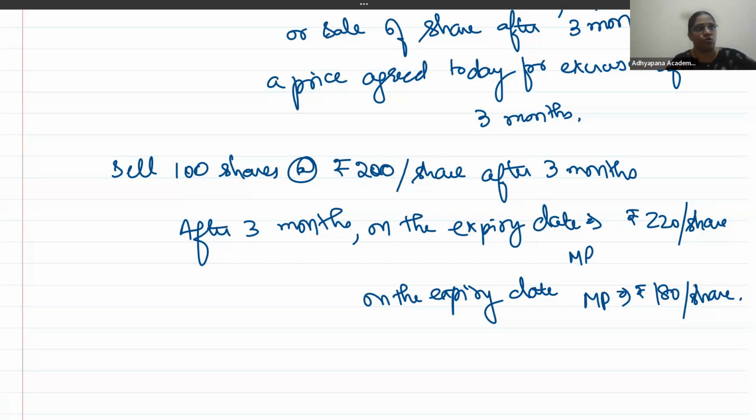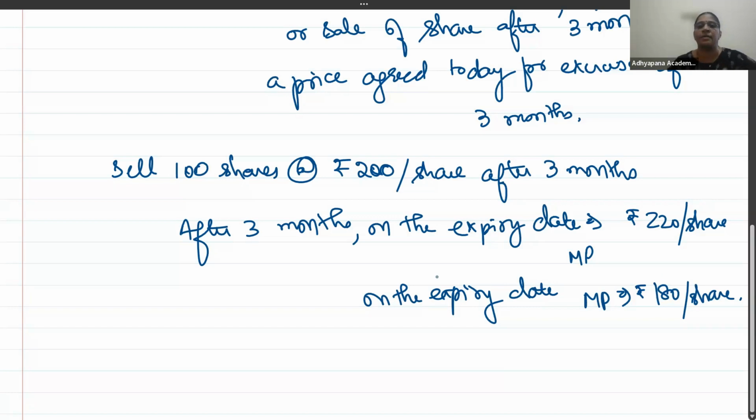That is why it is said that a derivatives contract derives its value based on movement of price of the asset. If the movement of price is favorable, the contract will be exercised. If the movement of price is not favorable, the contract will lapse. That is what you call a derivatives contract.